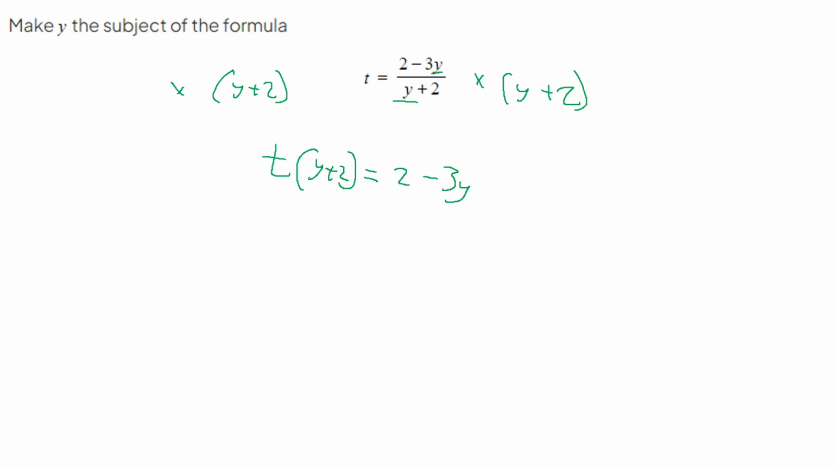And now, again, we want to put everything on one side, but there's a problem because it's in the bracket. So let's take it out of the bracket and expand.